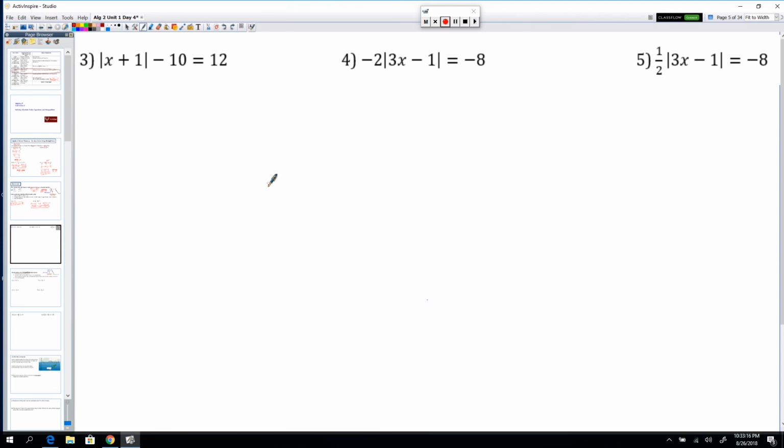Alright, number 3. A couple more steps here. Step 1 is always isolate the absolute value. That has not been done for us here. Check this out. This subtract 10 is muddying the waters here. So in order to get these bars by themselves, we have to add 10 to both sides. And when we do that, we have 22 over here. Now the bars are isolated, and we can break these into two parts. X plus 1 equals 22. And x plus 1 equals its evil twin, negative 22. Obviously, we have one last step to isolate x. We would subtract 1 from both sides in both parts.